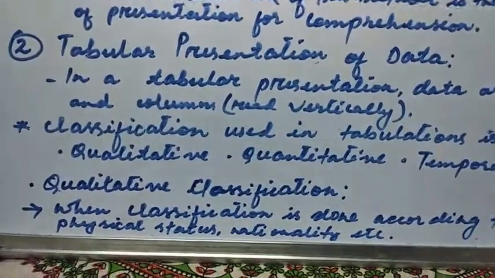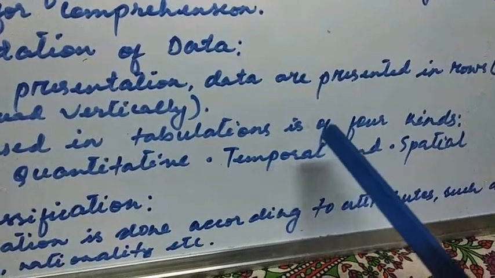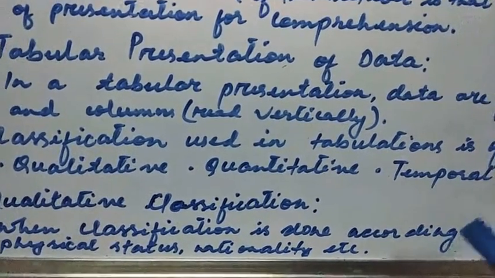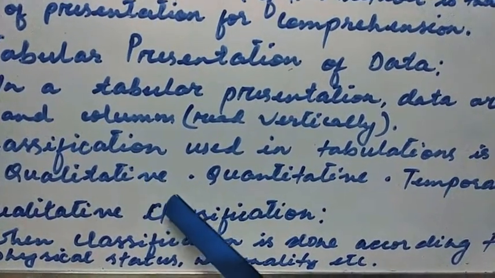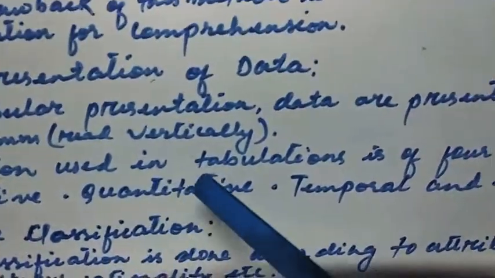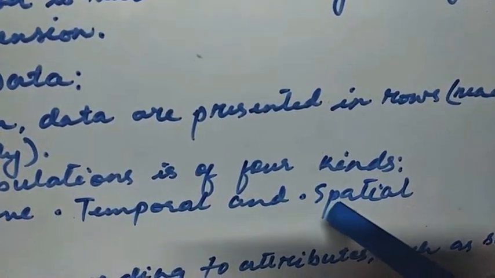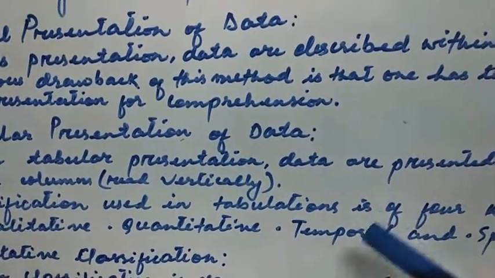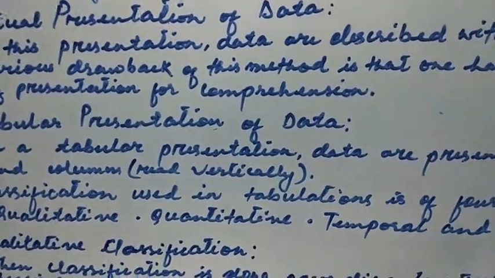Again, in tabular presentation of data, classification used in tabulation is of four kinds. There are mainly four kinds of classification that we use in tabular presentation of data. One is qualitative, second is quantitative, third is temporal, and the last one is spatial. These are the four main classifications used in tabulation to present data in a tabular form.